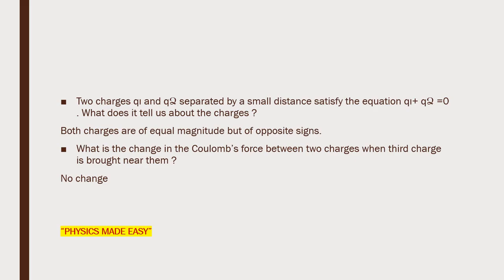Next question, two charges Q1 and Q2 are separated by a small distance. They satisfy the equation Q1 plus Q2 is equal to 0. What does it tell us about the charges? As they satisfy the equation Q1 plus Q2 is equal to 0, it means that both charges are of equal magnitude, but they are of opposite sign. So when they are added up, their sum is equal to 0.